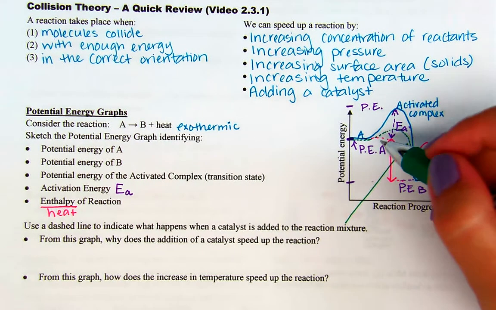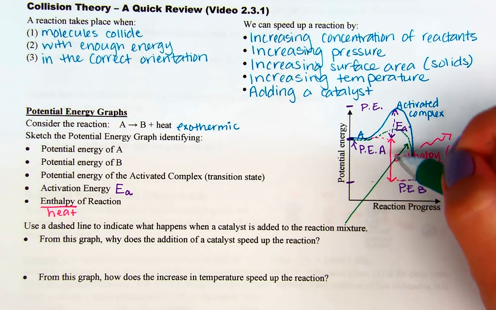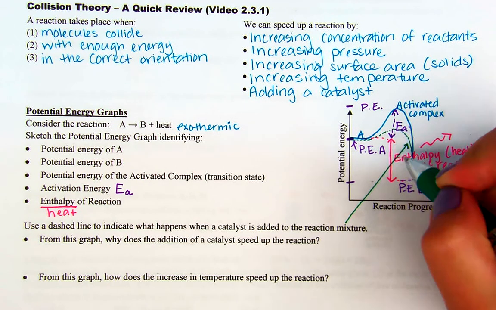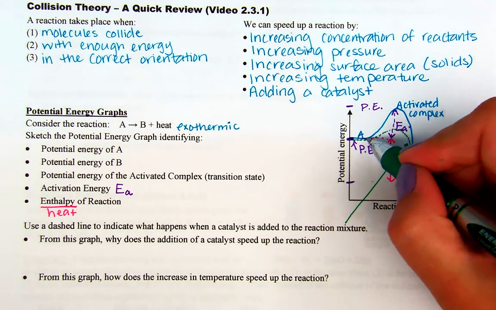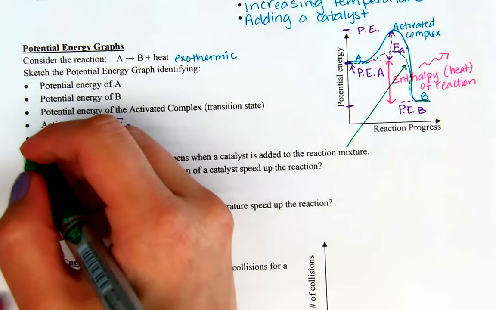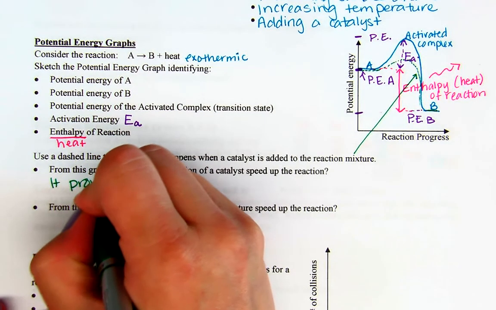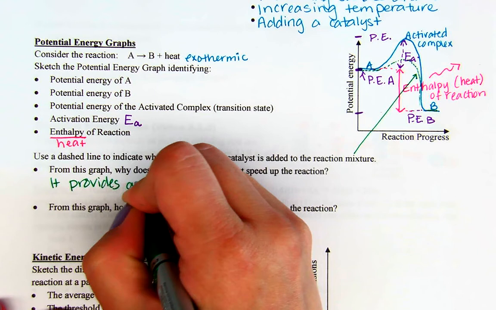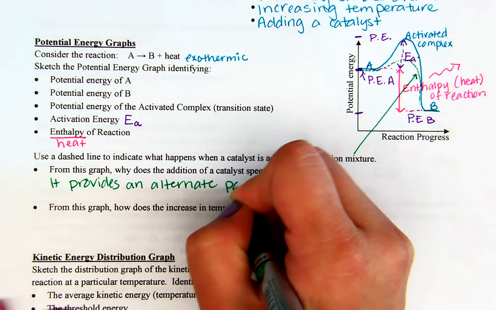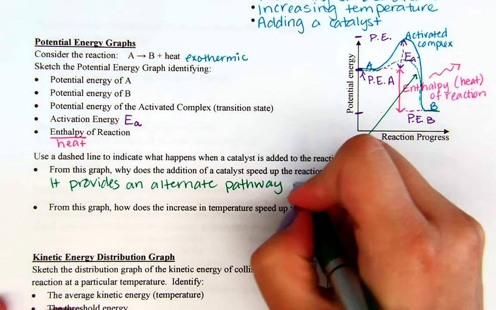You actually provide an alternate pathway with a lower activation energy, and so more molecules are going to be able to have that less energy right there to get over that activation hump. So they don't have to have that much energy, now they just have to have that much energy. It's much less. So it provides an alternate pathway with a lower activation energy for the reaction.